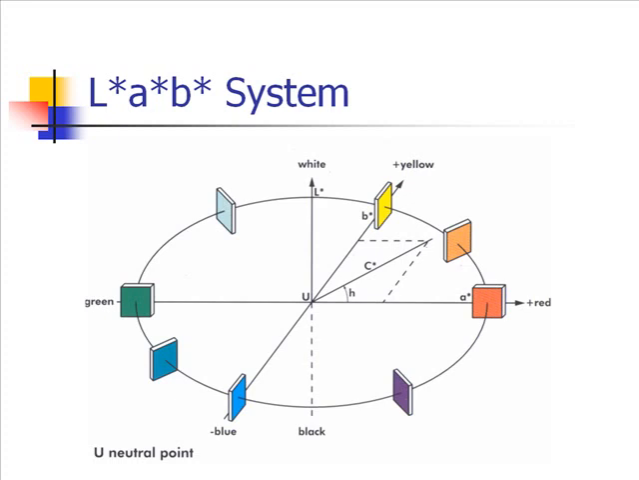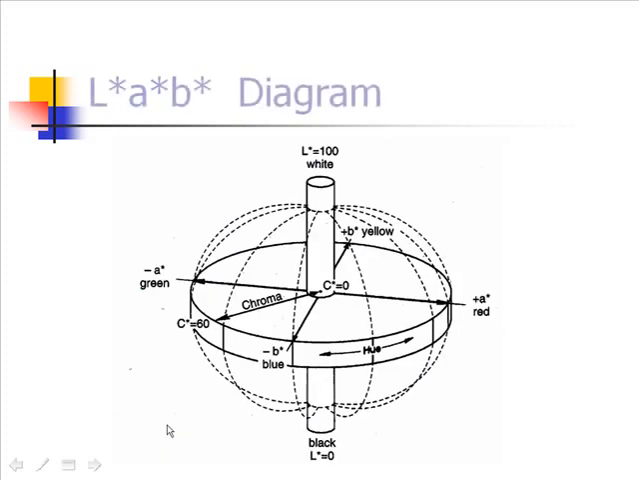Another diagram of the LAB system. And the center rod here is the white, black, and gray axis. The farther you come out from the circle is chroma. And if you go around the circle, we have different hues, the B axis, and the A axis goes like that. So just another picture representation of what we talked about.